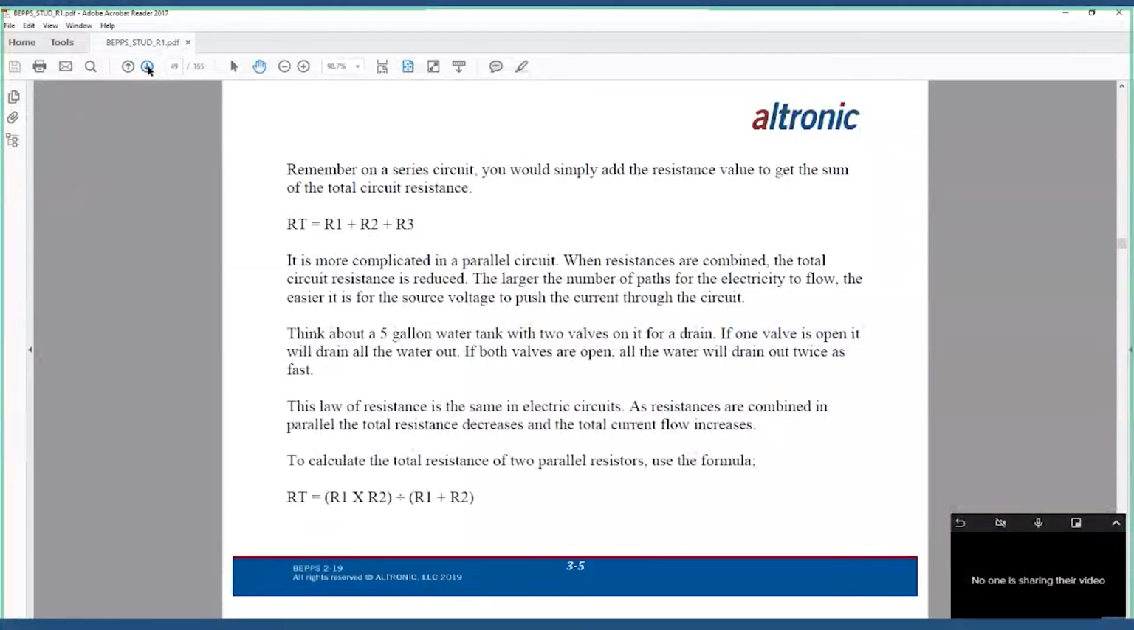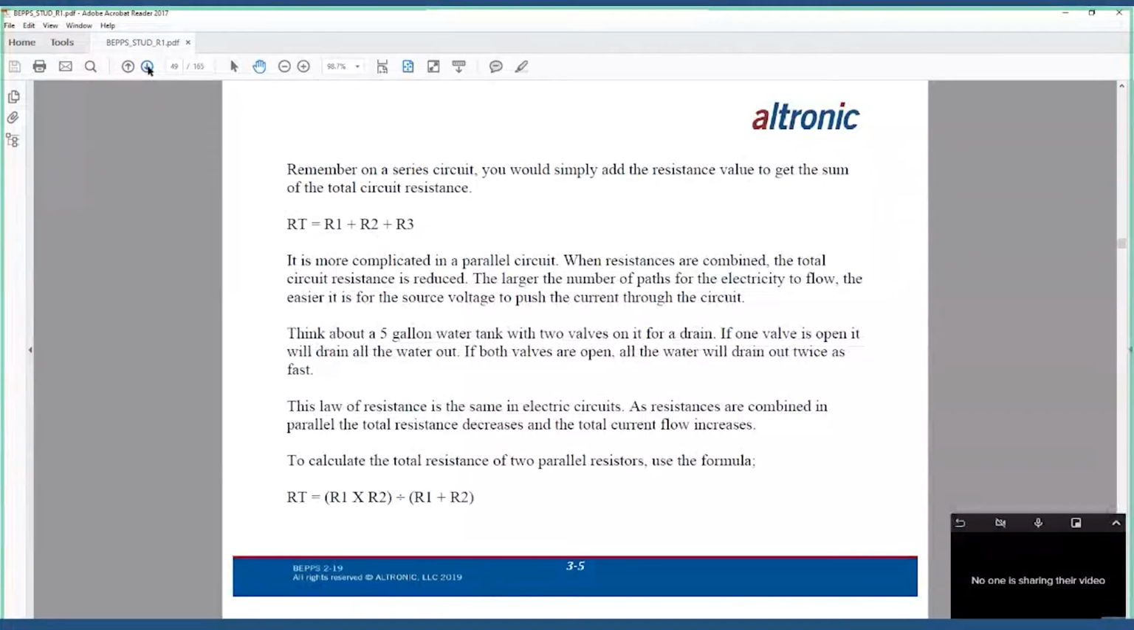Anybody else working this with me? I got 5,000 for the total resistance. 10,000 times 10,000. He's already to the end. Oh, yeah, it's 100 million. You jumped to the end on me. Okay. So if I go 100 million divided by 20,000, you're exactly right. Yeah, I came up with the same thing.